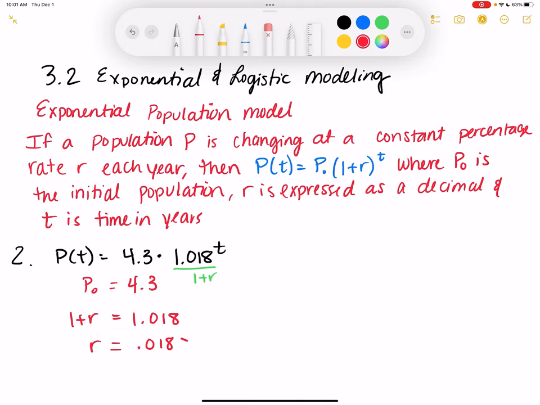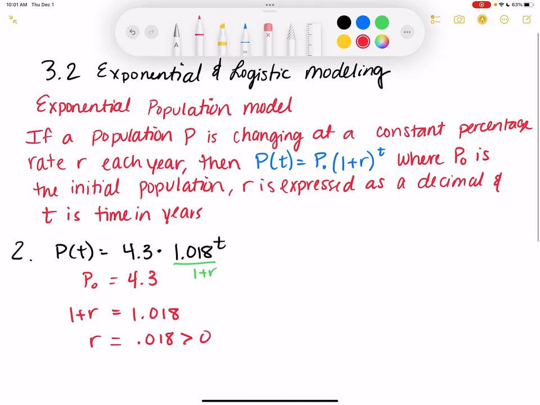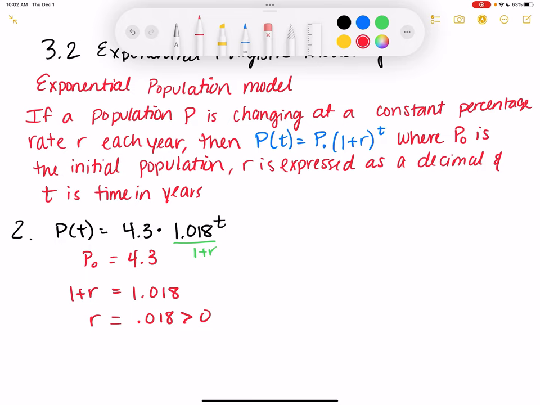That number is greater than 0, so that means that it is an exponential growth function, with a growth rate. We just have to move it over and make this a percent of 1.8%. If it's less than 0, it's going to be decay. This one's greater than.